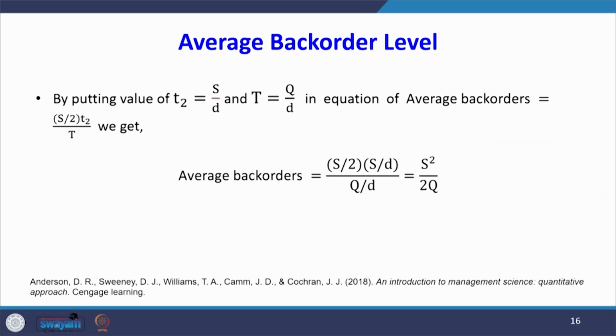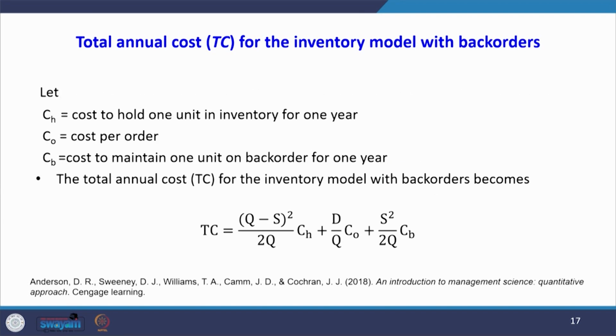When you substitute there, what will happen? The average back order is S upon 2, and instead of T2 we substitute S by D, and instead of capital T we substitute Q by D. When you simplify, D gets cancelled. So, the remaining is S square by 2Q. This is the average back order. Previously we saw the average inventory, and now we have the expression for average back order. Now, as usual, we find the total annual cost for the inventory model with back orders.